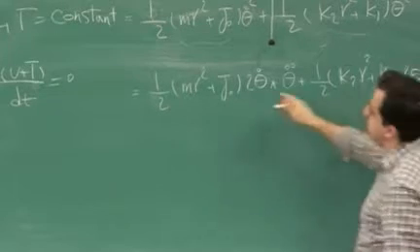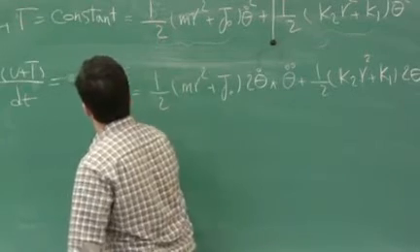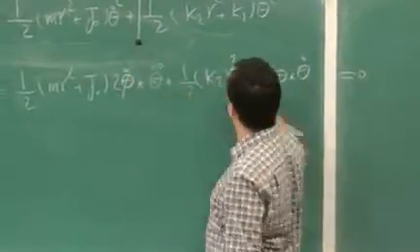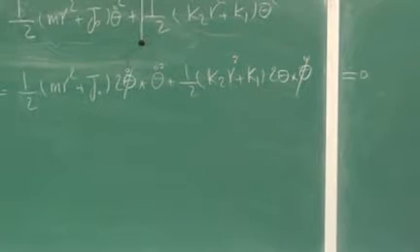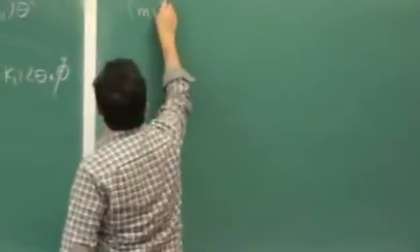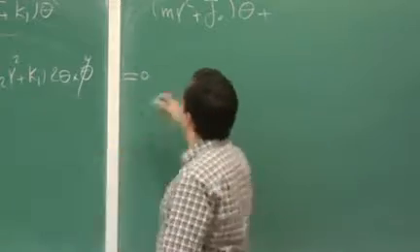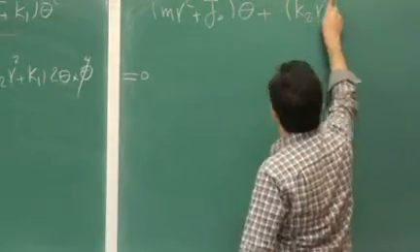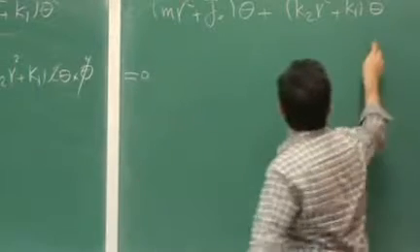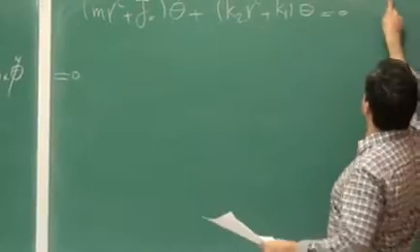And the right hand side is going to be 0, because if I differentiate this with respect to time, the right hand side is constant. So I have theta dot on both sides and can cancel it out. I can cancel out these two halves as well. So what I will get is (m r squared plus J naught) times theta double dot plus (K2 r squared plus K1) times theta, and I can cancel out these two as well. So this is the equation of motion.